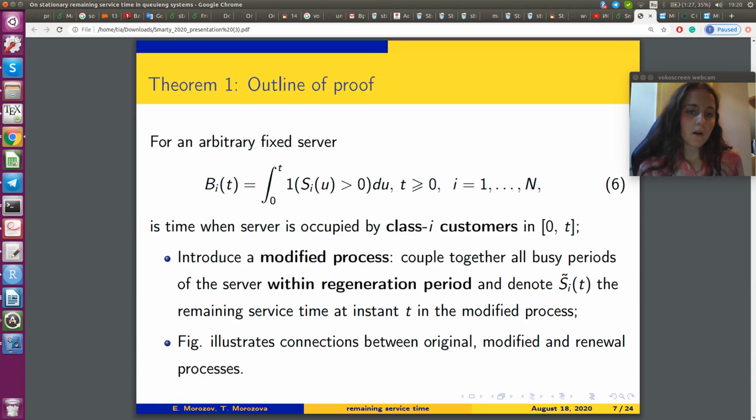We will now give the outline of the proof, because the proof itself is quite long, and we will focus on some main things. First of all, we fix an arbitrary server, since we have a multi-server system, and we consider a process B. It is the busy process, basically all the time when the server was busy with a customer of class I. Next we modify our system a bit. We take the busy periods, join them together into one, and put them at the beginning of the regeneration cycle. We do this within each regeneration cycle.